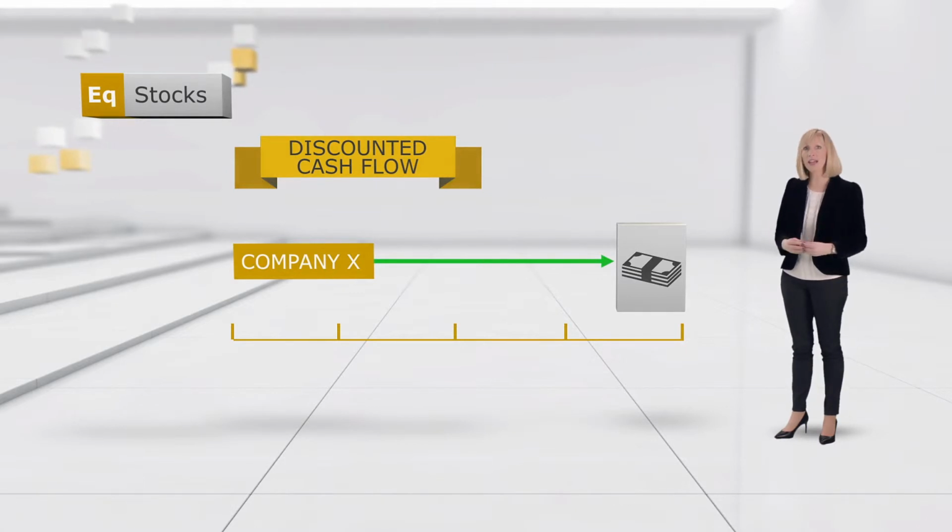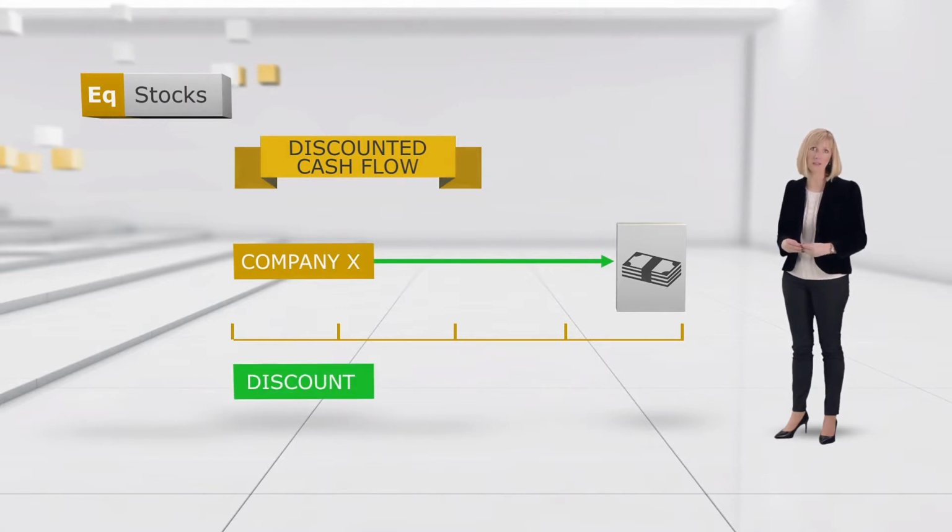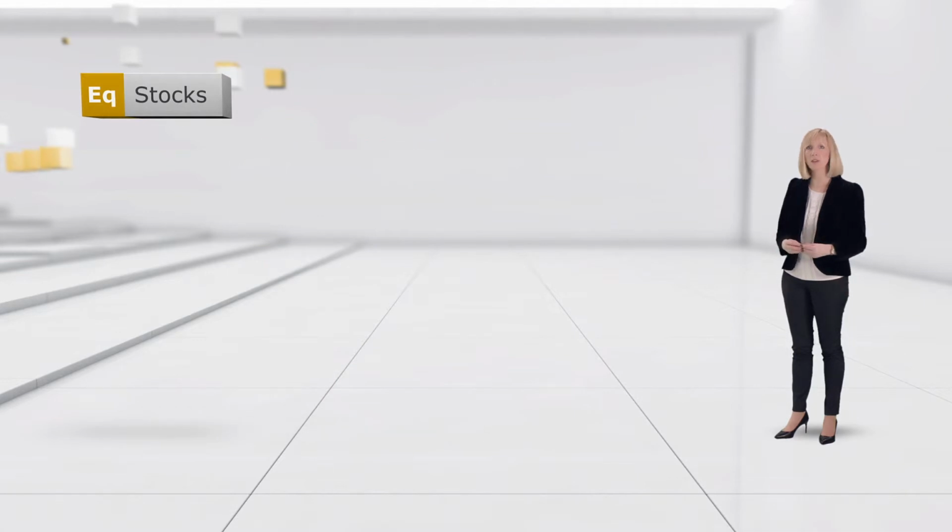The principle behind it is that a company is worth all of the cash that it could potentially make available to investors at a later date. But a discount is applied to the company's cash flow because cash in the future is worth less than cash in the present. Here's a simple example of how the discounted cash flow model works in practice.